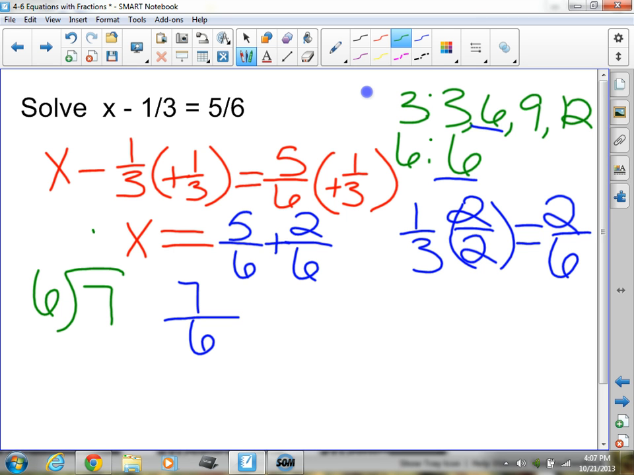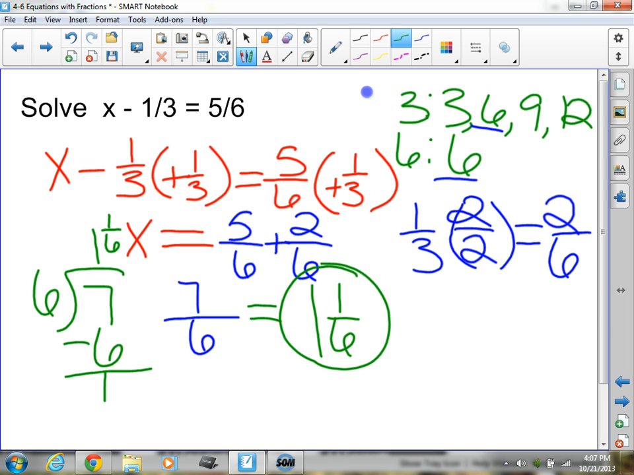6 can go into 7 one time. 1 times 6 is 6. 7 minus 6 is 1. I have 1 left over, so that remainder becomes the numerator of a fraction. And of course, my denominator stays the same. So 7/6 equals 1 and 1/6. And that would be my answer. X equals 1 and 1/6.